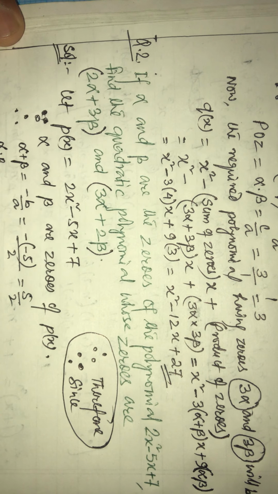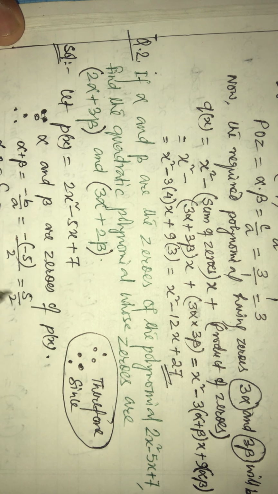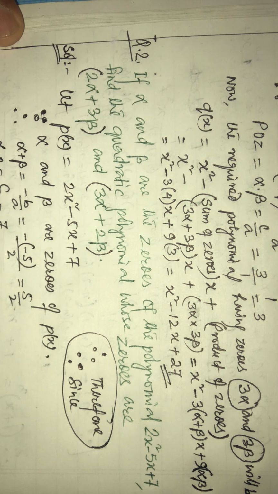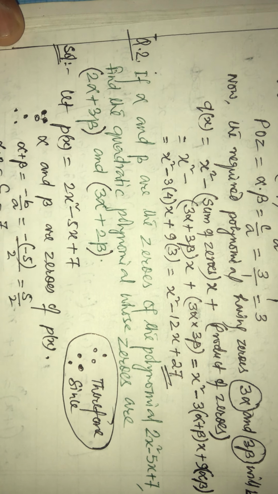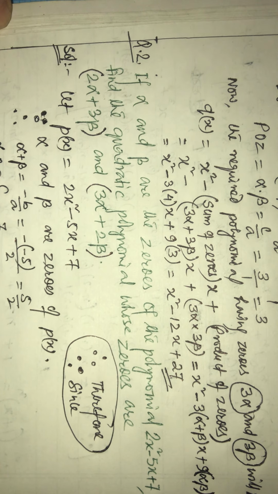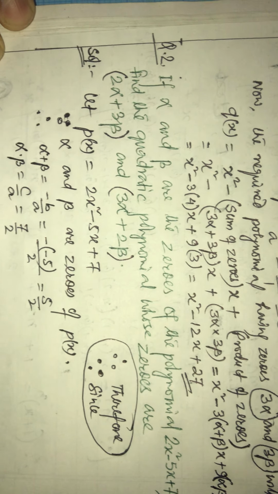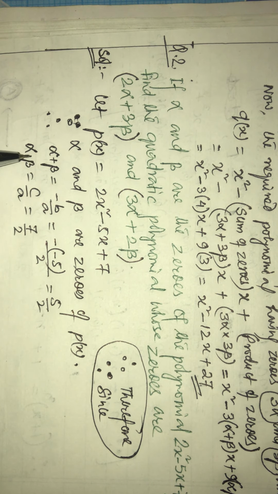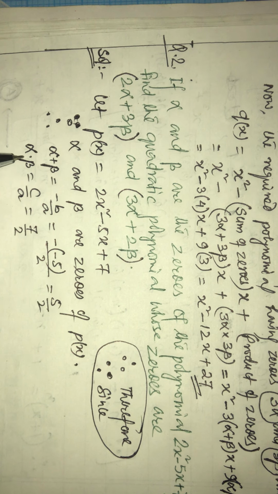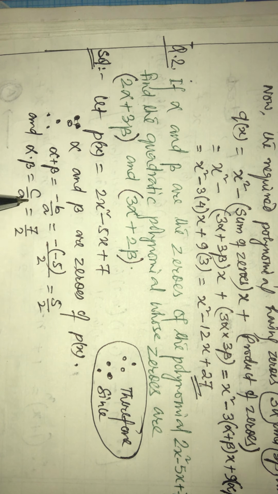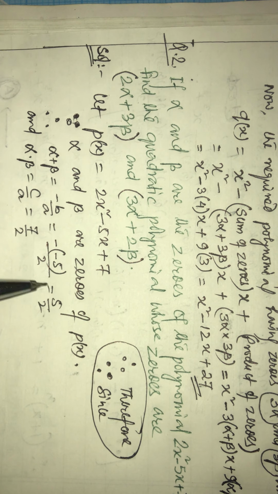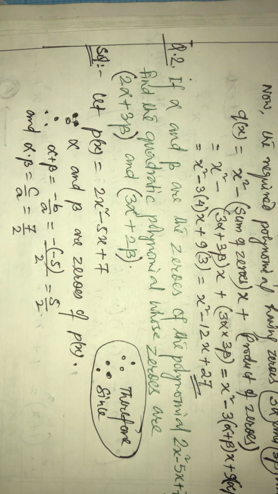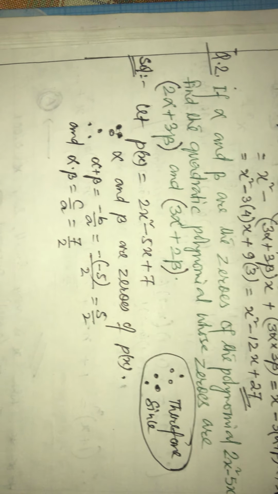Product of zeros, alpha into beta, is c by a. c is 7, a is 2. So we got alpha plus beta as 5 by 2, and the product as 7 by 2. Okay, we got this. Now we'll go for the, okay, one second. Yeah, this part was hidden earlier. So alpha plus beta we got 5 by 2, and alpha into beta, c by a, c is 7, a is 2, so 7 by 2. So we got both the relations. Okay, now we need the required polynomial. Let's go for that.